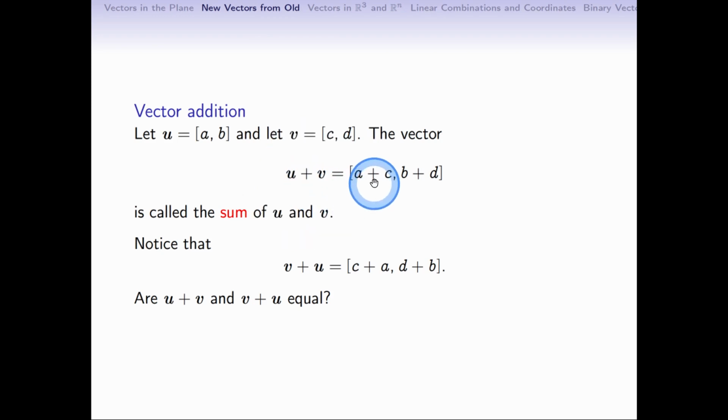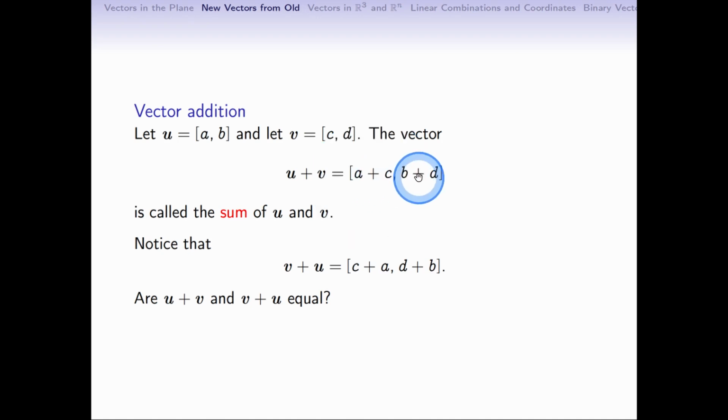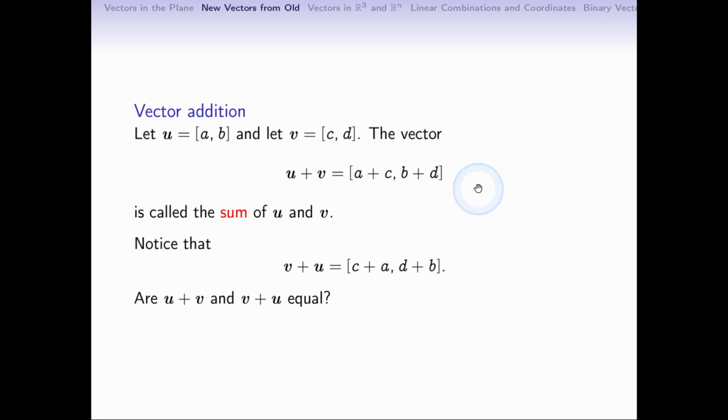And according to this definition, I actually have to add within the components in exactly that same order. So I have to use A first and C second, A plus C, and B first and D second, B plus D. So if we look at this, it's a little fussier than it might appear at first. So if I want to form U plus V, I have to make sure to add the components in exactly that same order. That's how I find the sum of u plus v.